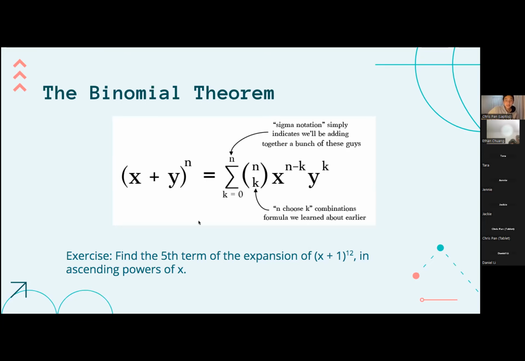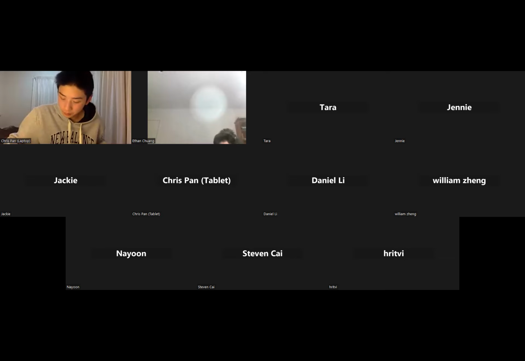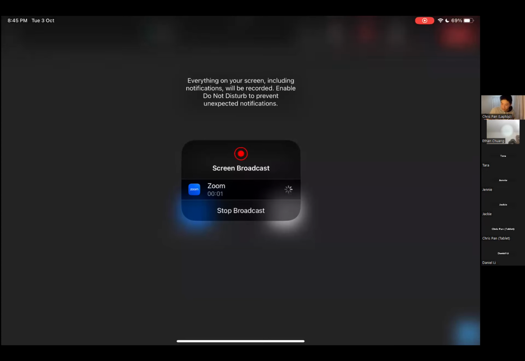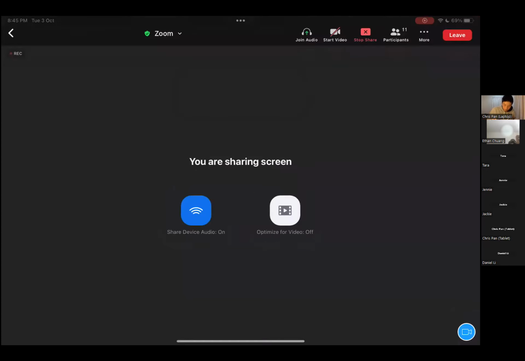So the question here is: find the fifth term of the expansion of (x plus 1) to the 12 in ascending powers of x. This question isn't going to come up in an Olympiad, right? But I'm just using this as an example of how the binomial theorem, how the binomial formula, would actually work.